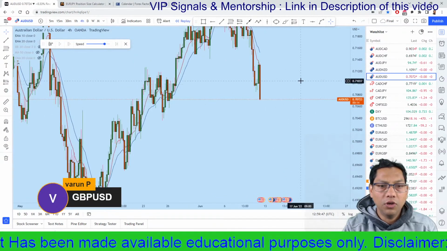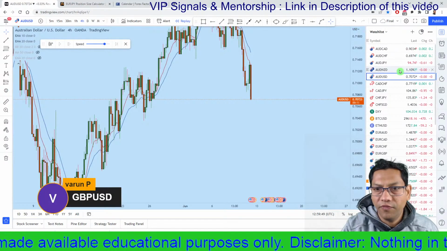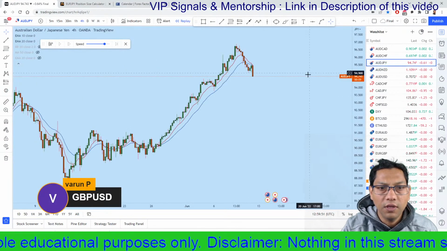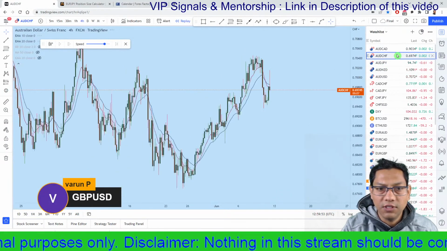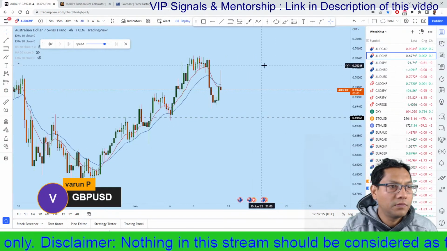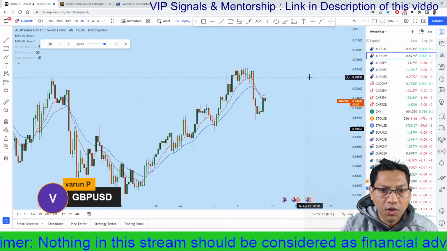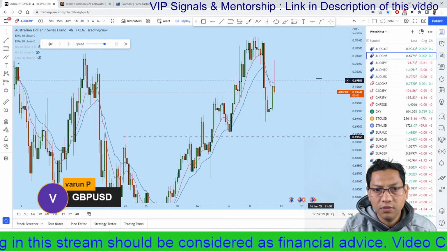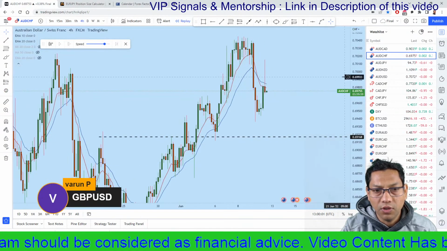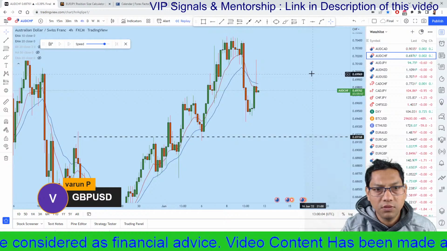Okay, Aussie dollar. So the dollar got very strong, and as a result the Aussie dollar got very weak. Okay, so the candle closed.